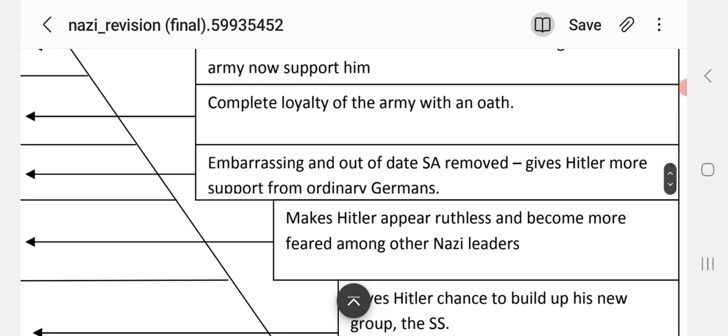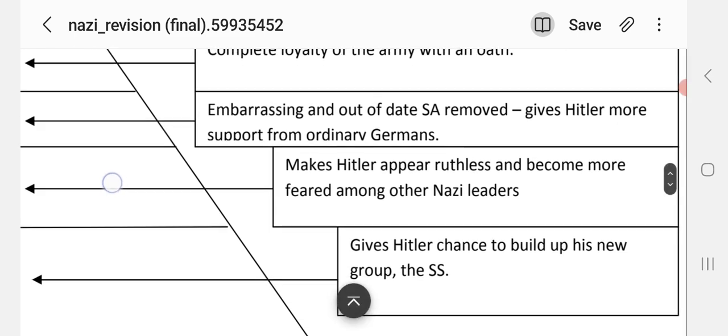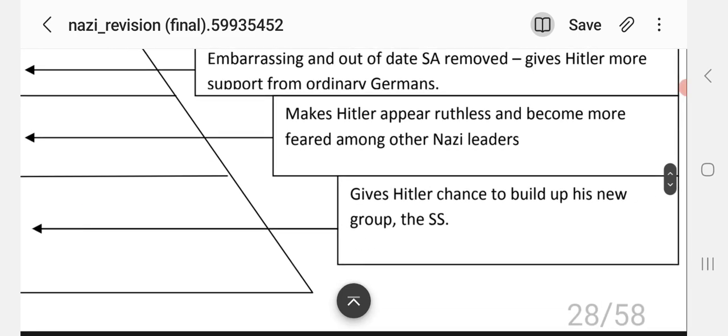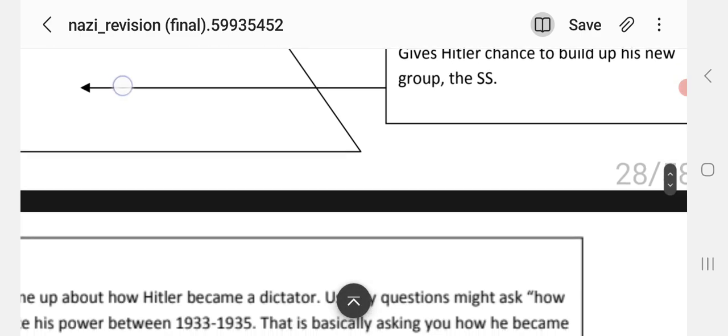Completed loyalty of the army with an oath. Embarrassing and out-of-date SA removed, which gives Hitler more support from ordinary Germans. It makes Hitler appear ruthless and become more feared among other Nazi leaders. And it gives Hitler a chance to build up his new group, the SS.